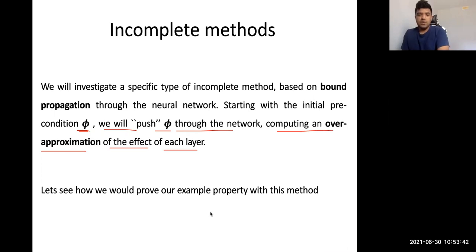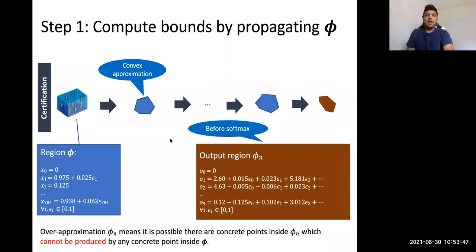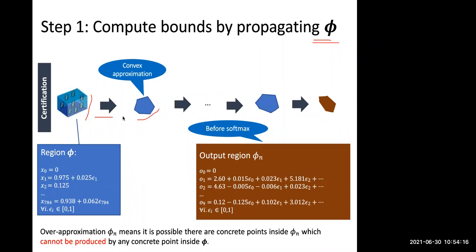So let's see how we could prove our example property. We compute bounds by propagating our region phi. We take our region and put it through these transformers, which are the layers. We put it through the first layer, and we get a convex approximation. This approximation is achieved through, Five, can I interrupt?